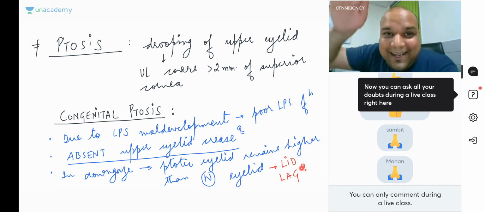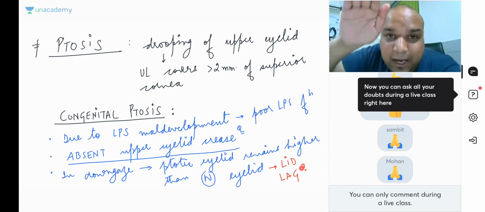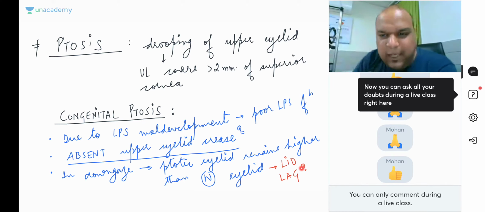When you are looking down, the eyelid should also go down. But in this case, just like von Graefe's sign in thyroid associated ophthalmopathy, the ptotic eyelid is not going down. So the eyelid is lagging behind the movement of the eyeball. Okay, everybody? So just like von Graefe's sign in thyroid disease, this is presenting.